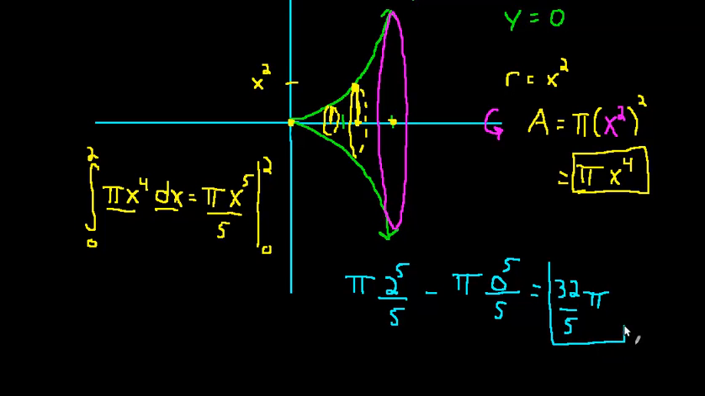And that's the volume. That would be the volume of this cone-like shape if we revolve this region about the x-axis. In the next video, we'll look at revolving this exact same type of function, except we'll revolve it about a different axis.